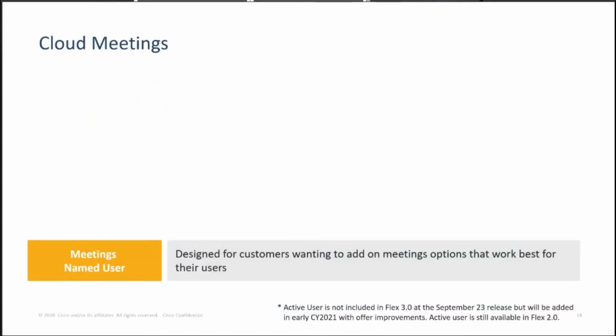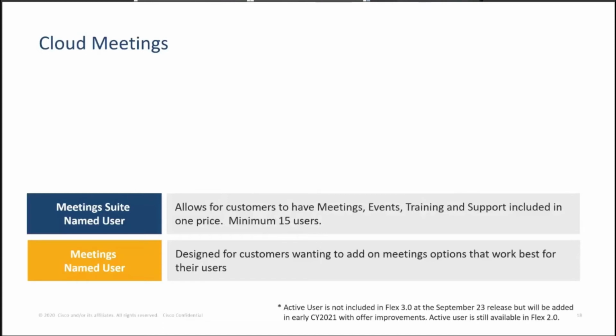So the meetings named user tier is really for a customer who's trying to piecemeal their solution. They don't have a lot of people who are looking to do meetings right now, keeping it bare minimum. Right now, the active user option that we have in Flex 2 is not out. That is coming out in the future. I just want to make that mention because our next version is going to be hopping into the EA.